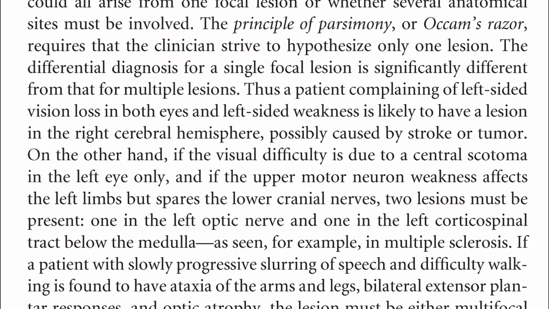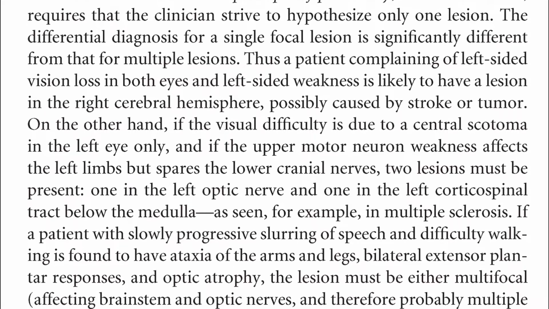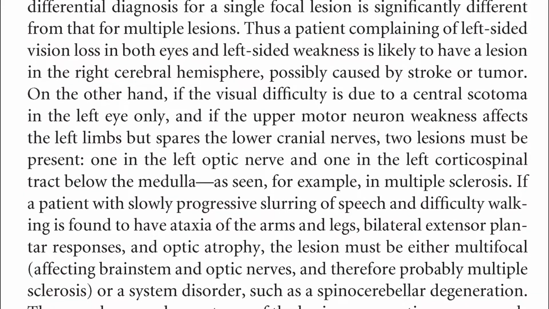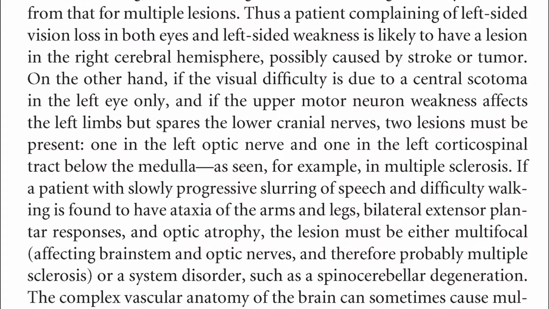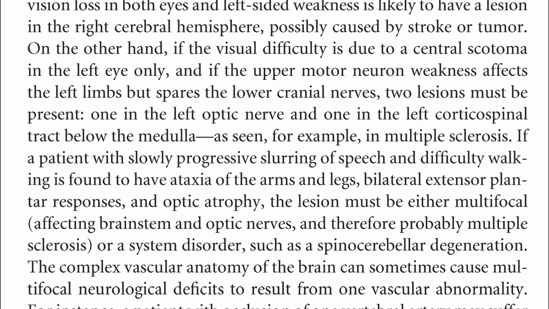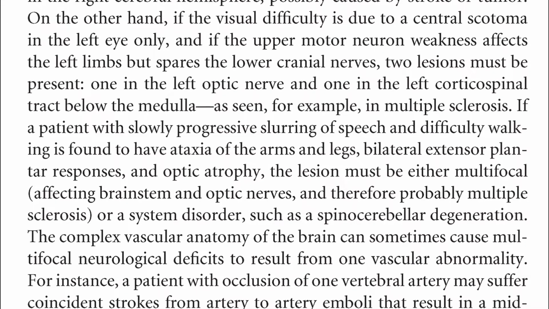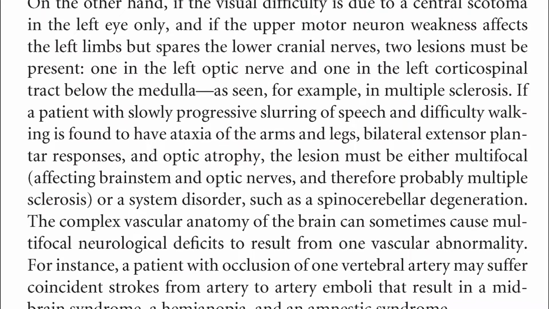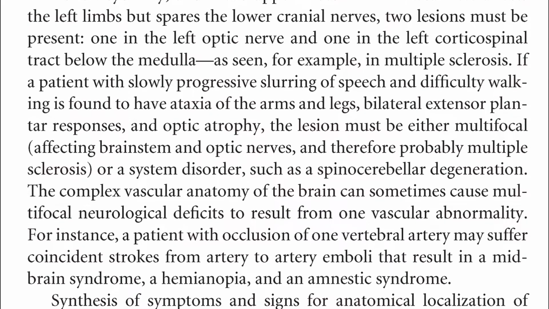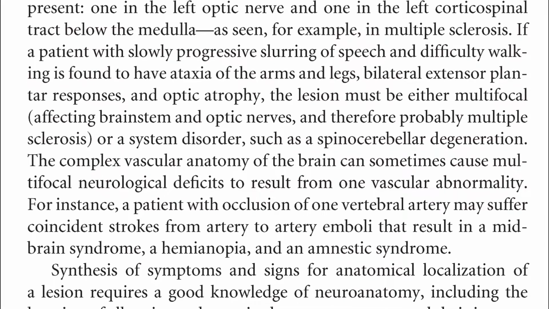On the other hand, if the visual difficulty is due to a central scotoma in the left eye only, and if the upper motor neuron weakness affects the left limbs but spares the lower cranial nerves, two lesions must be present. One in the left optic nerve and one in the left corticospinal tract below the medulla, as seen, for example, in multiple sclerosis. If a patient with slowly progressive slurring of speech and difficulty walking is found to have ataxia of the arms and legs, bilateral extensor plantar responses, and optic atrophy, the lesion must be either multifocal, affecting brainstem and optic nerves, and therefore probably multiple sclerosis, or a system disorder, such as a spinocerebellar degeneration.